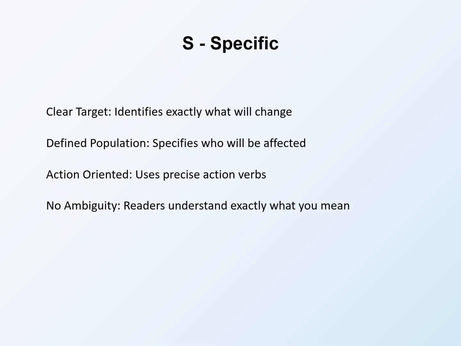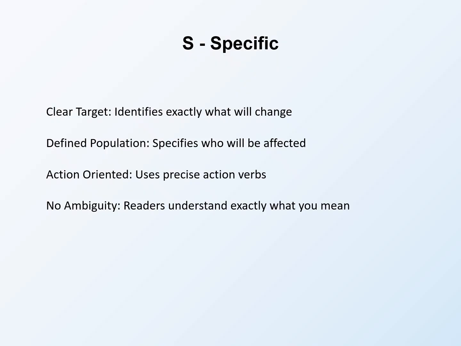Specific objectives have clear targets identifying exactly what will change, not improve outcomes but reduce emergency room visits. Specificity removes doubt about what you are measuring. Defined population specifies who will be affected, not people in the community but low-income adults ages 18 to 64 in our service area. Know exactly who your objective addresses.